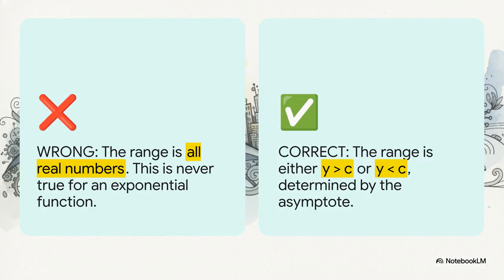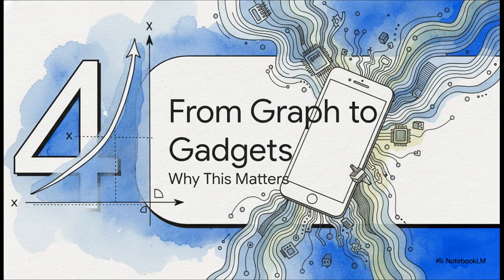And that first mistake leads right into the second one, getting the range wrong. The range for one of these functions is never all real numbers. It is completely 100% tied to that asymptote. The graph is either entirely above the asymptote, making the range y greater than c, or if it's been reflected, it's entirely below it, making the range y less than c. It's that simple.